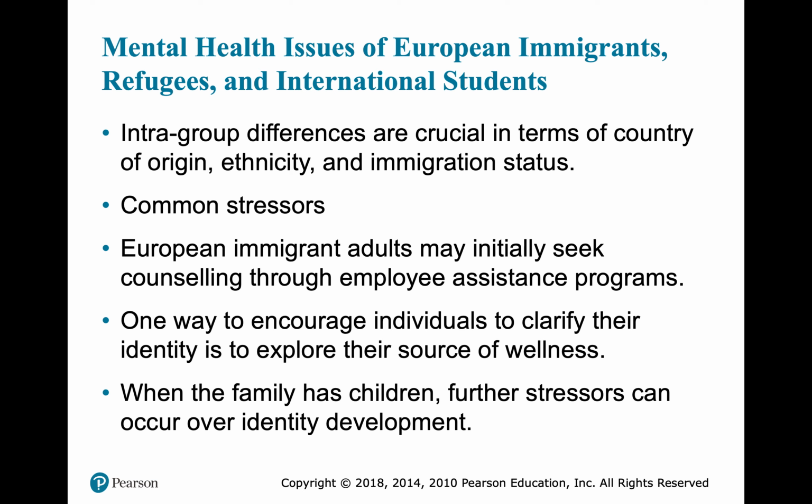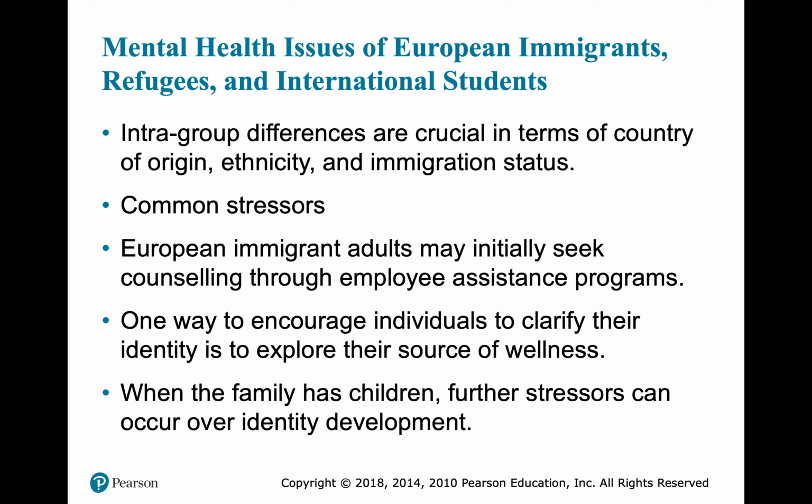Intra-group differences are crucial in terms of country of origin, ethnicity, and immigration status. So common stressors might include pre-migration stressors, so whatever led to the decision to relocate, post-migration stressors, the stress of actually relocating, that process, any acculturation stress, strain on relationships, oppression, loss of social supports, all of that. Stress related to having high expectations for the move. Maybe some things weren't exactly what they expected. Loss of connectedness and feelings of being misunderstood. Lack of harmony and balance.